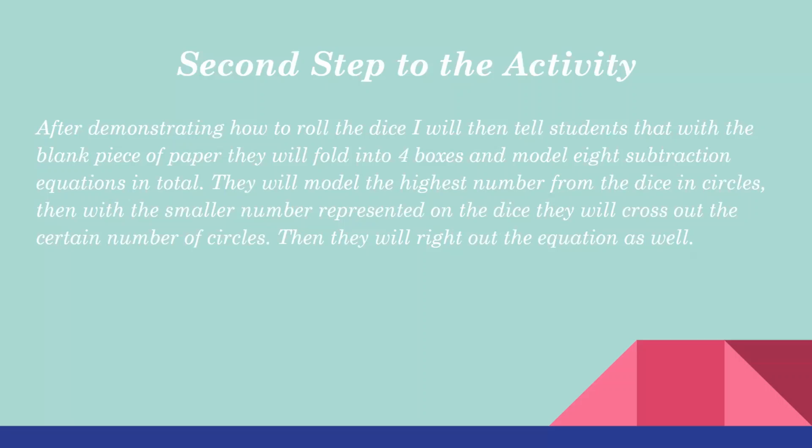And then the second step of this activity. After demonstrating how to roll the dice, I will then tell the students that with the blank piece of paper, they will fold it into 4 boxes. And they're going to model 8 subtraction models or equations in total. And then they will model the highest number on the dice in circles. Then with the smaller number represented on the dice, they're going to cross out that number of circles. And then they will write out the equation as well.